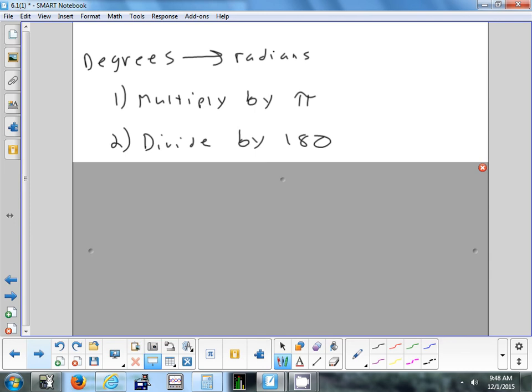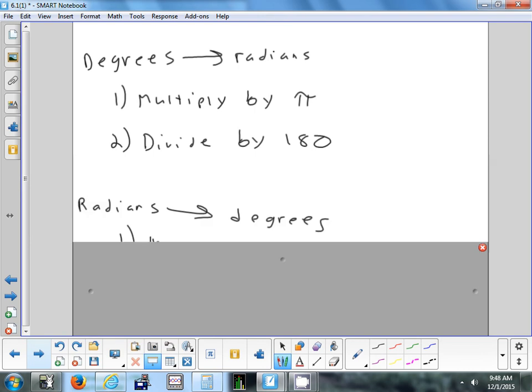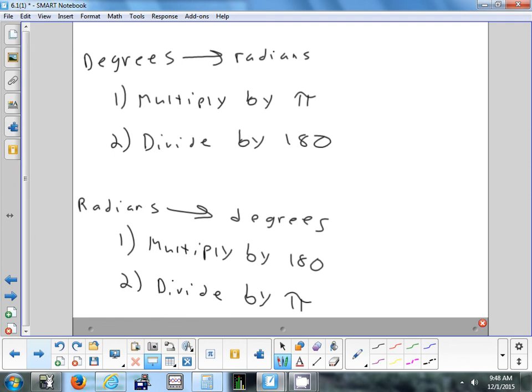Okay, and now to change the other way, we reverse that. It's similar, but it's kind of in reverse. To change radians to degrees, you multiply by 180 and you divide by pi. Okay, and as we do a problem, I'll give you an easy way to remember that.